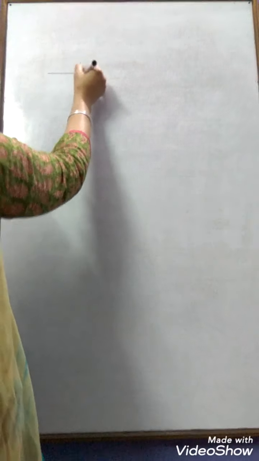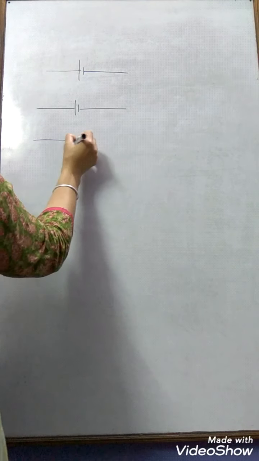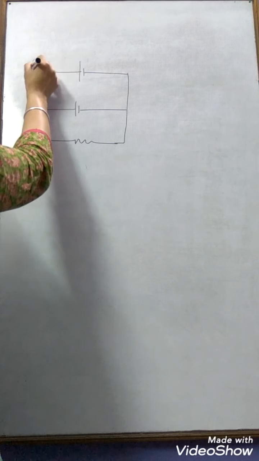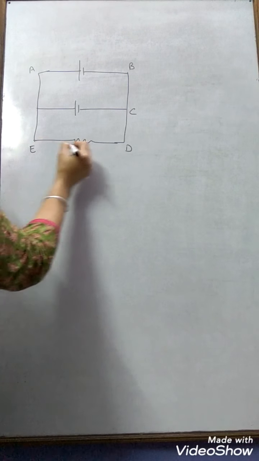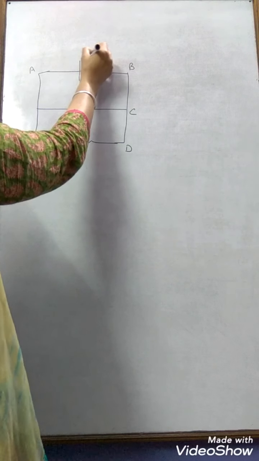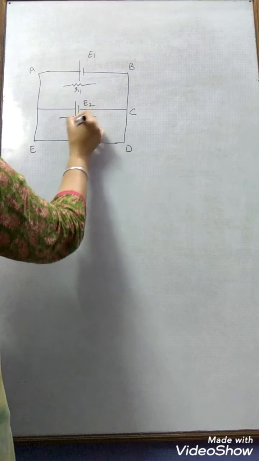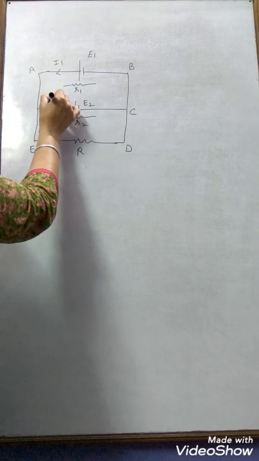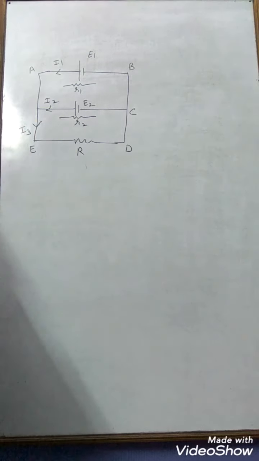Here we have a circuit diagram, that is a network, and this is the resistance. Here A, B, C, D, E. This is R. This is E1, internal resistance R1. E2, internal resistance R2. This is the current I1. This is the current I2. And here we can say the current I3.